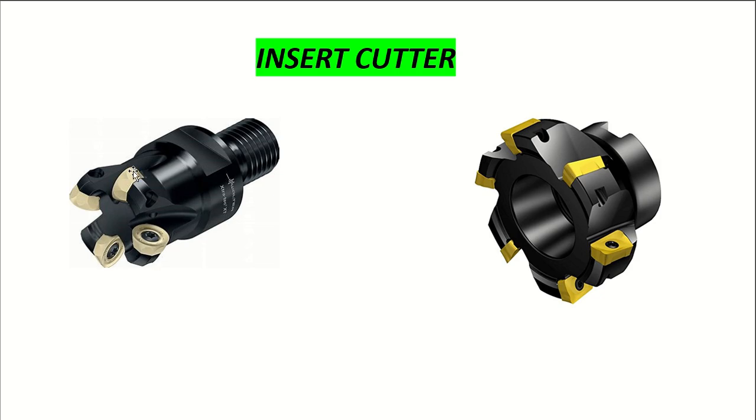Next, this is the insert cutter. In this one we have a lot of types of inserts. See, this one is a round insert, and this one has a corner radius insert like point 2, point 8, 1.6. Different radii are available. This one is a round insert, R5, R3, like this the radius comes. Okay, these are the insert cutters.